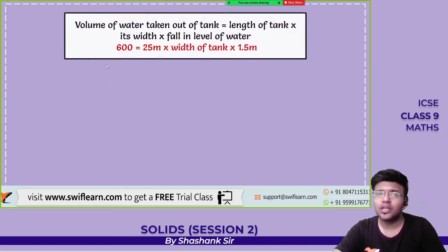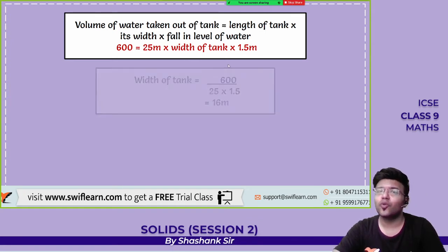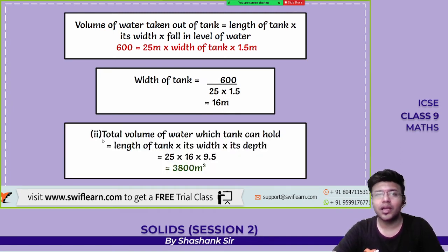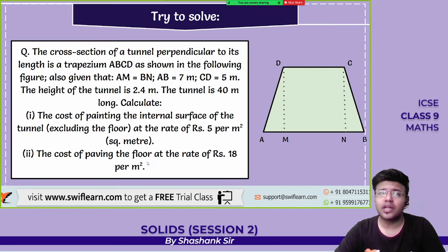Let's solve this. The volume of the water taken out is the length of the tank into its width into the fall in water level. So volume is equal to length into width into the height, that is the fall in the water level. So the width of the tank we can find as 16 meters. Now the total volume of water the tank can hold is the length into its width into its depth. The depth is 9.5 meters. So length into breadth into depth gives the volume of the tank: 3800 cubic meters.